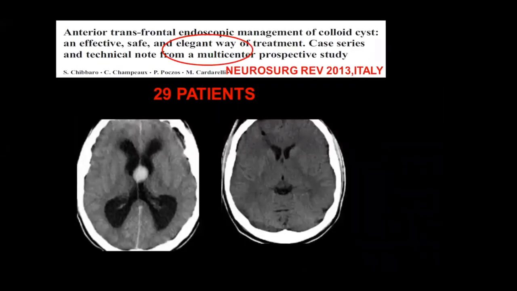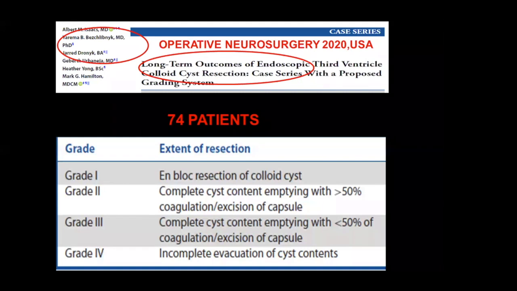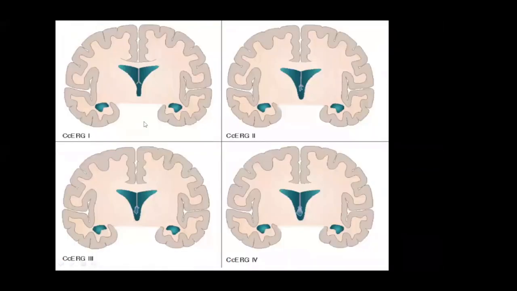This paper, again by endoscopy from Italy, 29 patients. This is a very interesting paper. Operative Neurosurgery 2020, very recent one, on the long-term outcome of endoscopic treatment. They said, well, look, we have 74 patients. Let's see what we relieved of the cyst and what happened with the recurrence. So they classified them into 4 grades, 1, 2, 3, and 4. And this is their grading.